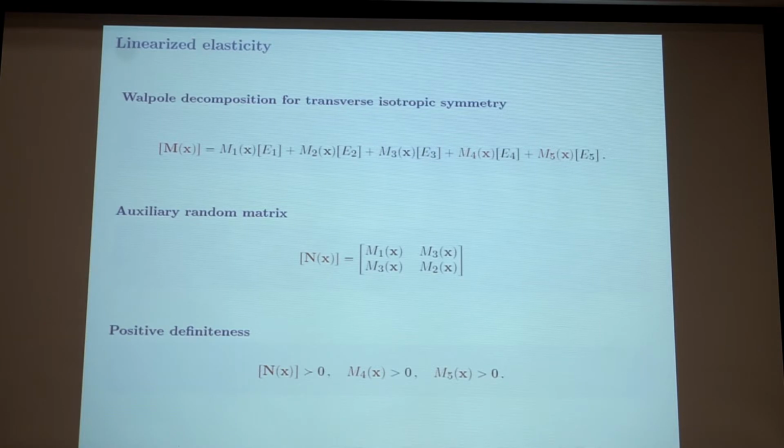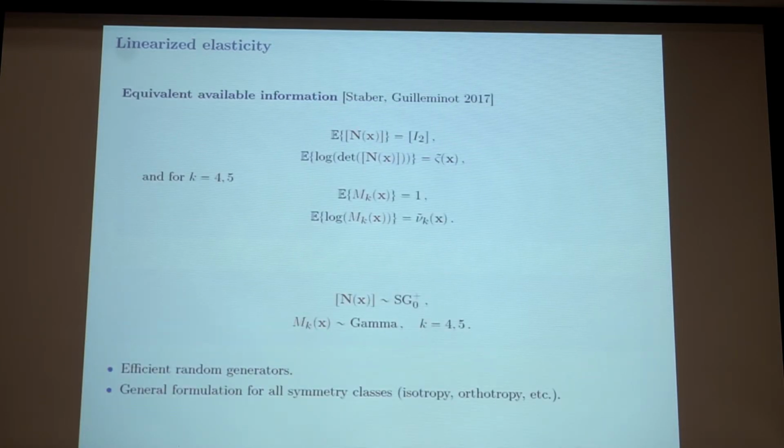So using this property, it can be shown that the available information we had on M can directly be reported on N and the scalar coefficients M4 and M5. And so without going through all the details, by applying the maximum entropy principle again, it can be shown that N follows a SD0 plus distribution, and the remaining scalar coefficients follow gamma distributions. And what's interesting about this result is that these are well-known distributions, well studied in the literature, so there exist simple and efficient random generators for such random fields.